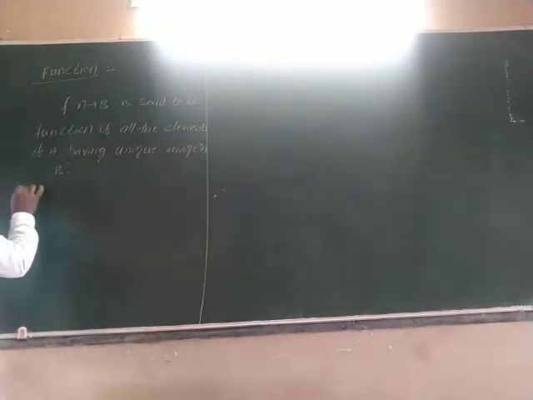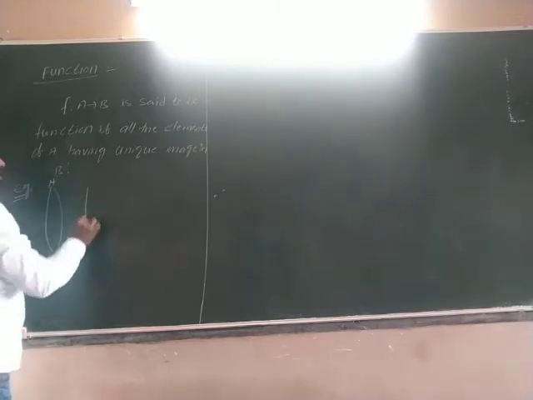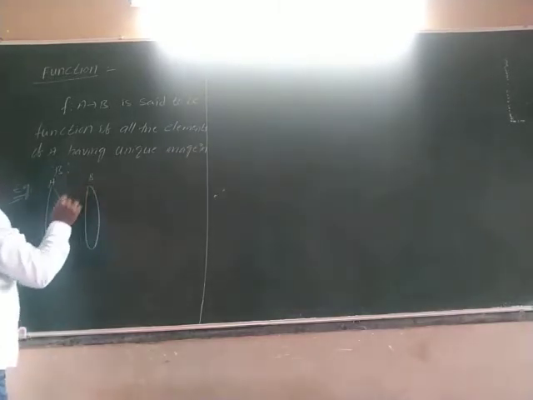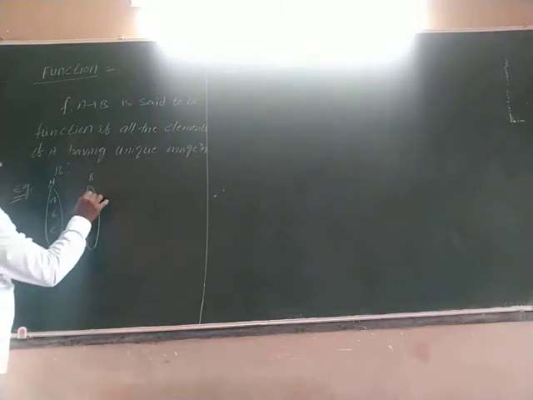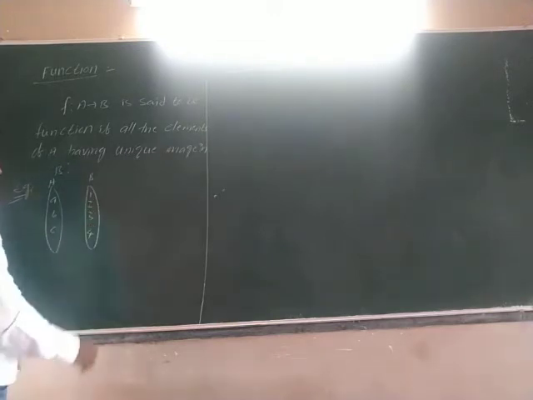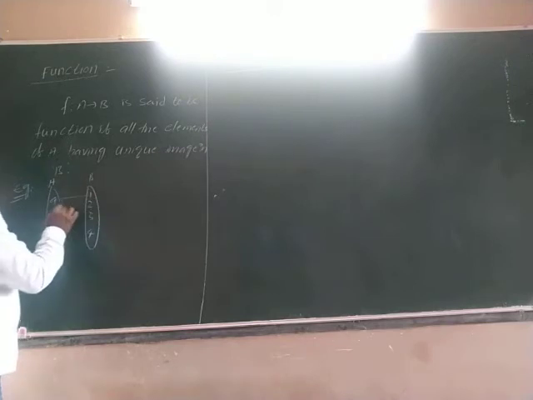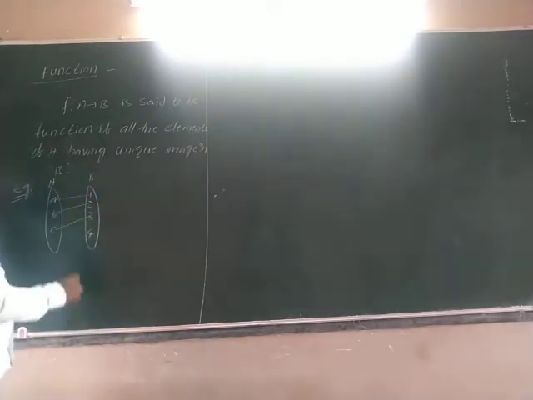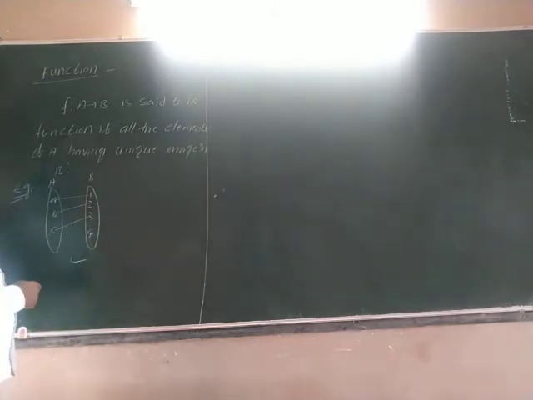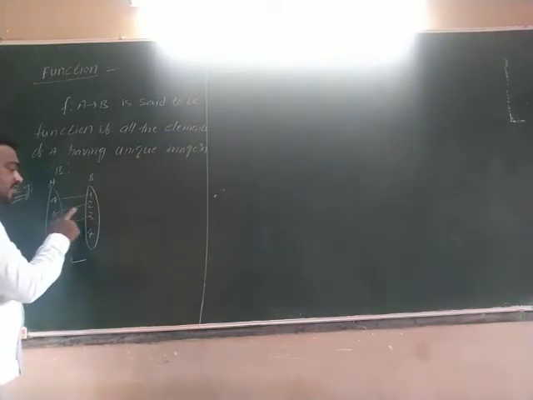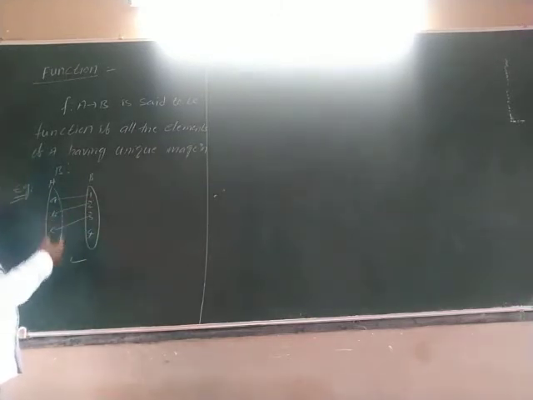You see one example. Here set A contains the elements a, b, c. Set B is 1, 2, 3, 4. So a is related to 1, b is related to 2, c is related to 3. So it is a function because all the elements have unique images in set B. The image of a is 1, b is 2, c is 3. So it is a function.